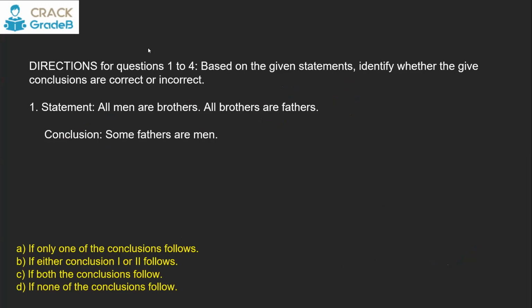Consider this statement: all men are brothers, all brothers are fathers. So you can draw the diagram like all men are brothers. This is men, this is brothers. All brothers are fathers, so all brothers should come inside fathers. Conclusion is some fathers are men.